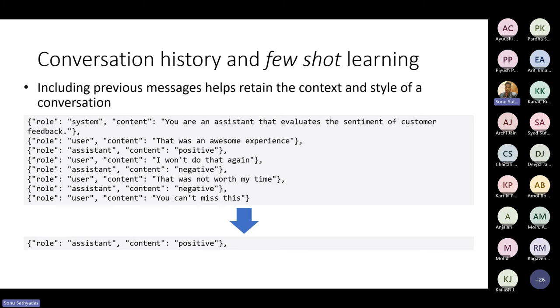But if the examples are not given and you are directly giving only the prompt like "you can't miss this," the assistant may not be able to understand what you are expecting. Maybe it will give a long description saying that yes, you cannot miss this because it is very important, something like that. So the previous conversation history given as few-shot learning examples inside the prompt will improve the accuracy of the response.